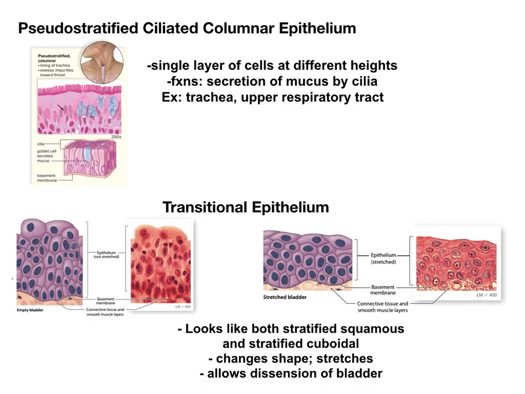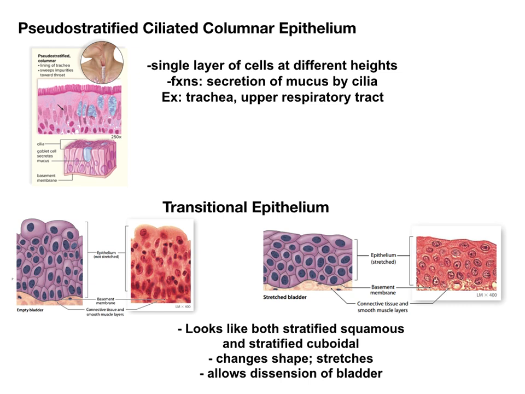Now, here's that extra little one that I alluded to. Here's number 7 and number 8. So we have pseudostratified ciliated columnar epithelium. When you look at the picture, it looks like it's stratified. It looks like it has more than one layer. But in reality, it actually is only one layer. It's a single layer of cells at different heights. Those cells are all different sizes, squished in there together and kind of distorted. So it kind of looks like multiple layers, but it's really only a single layer. The function of this is secretion of mucus and movement by the cilia, and it's found in our trachea and our upper respiratory tract. Then we have our transitional epithelium.